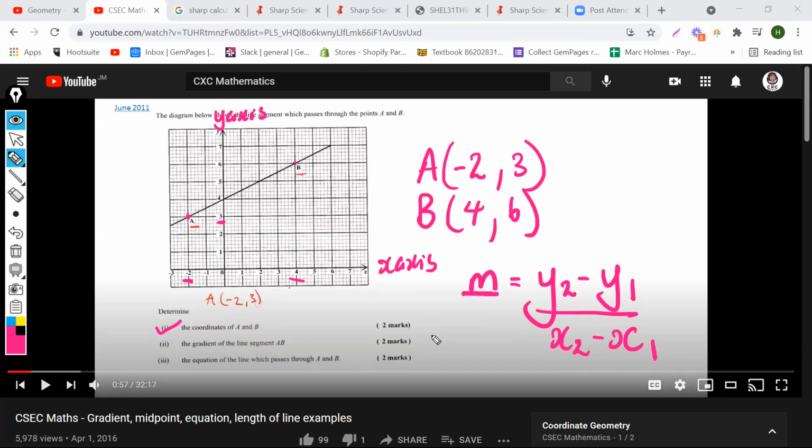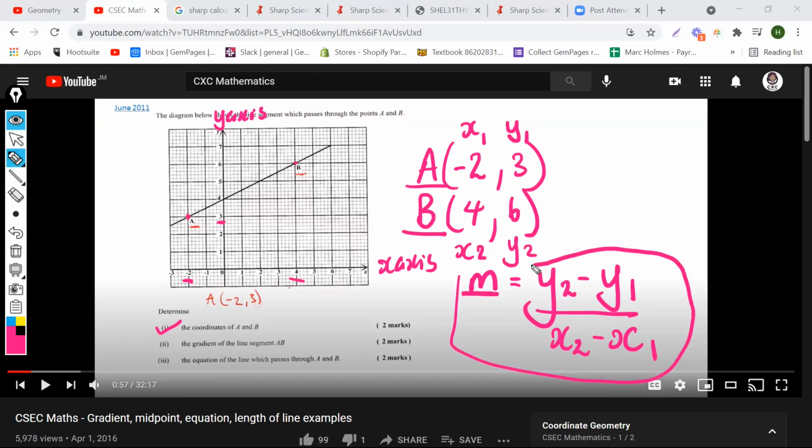Which points will we use as x1 and x2? A and B. So I think that makes perfect sense. A is going to be x1 and y1, and B is going to be x2 and y2. That's how we find the gradient. By the way, guys, this is always the formula for the gradient.